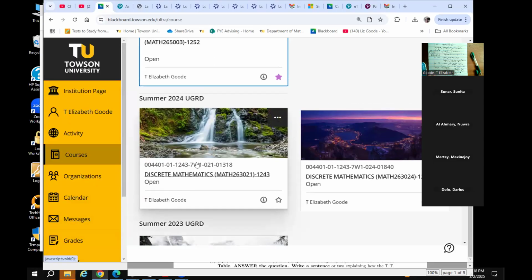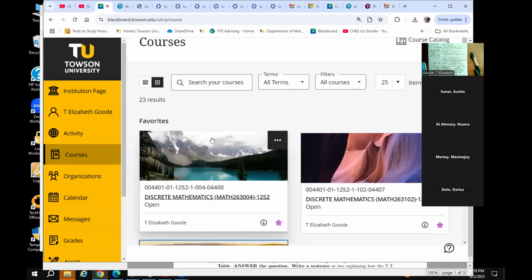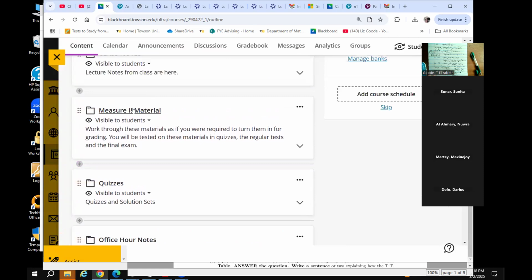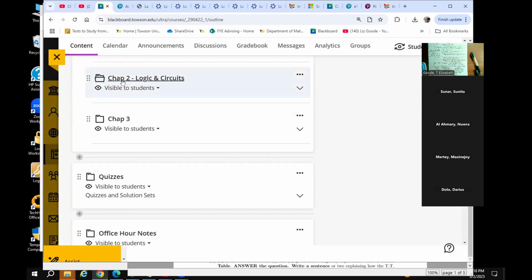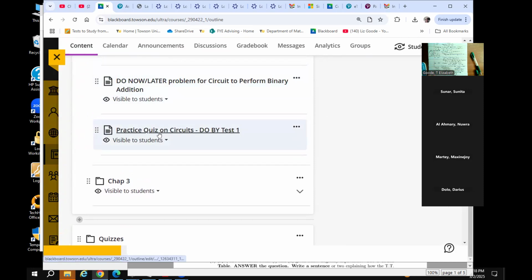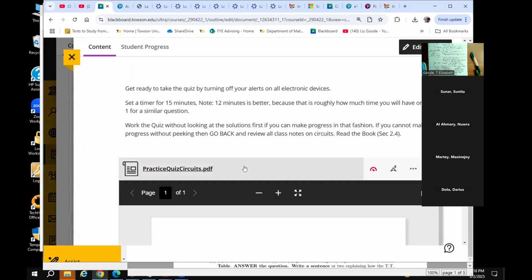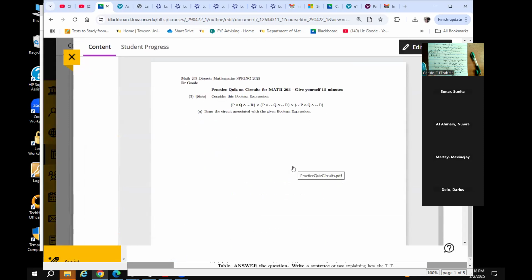Quick question. The practice quiz, the one you just posted, for measure two, the first part of the question, then this practice quiz on circuits. Yes, I got a question on part A. Is output not always on the left? Output's always on the left.